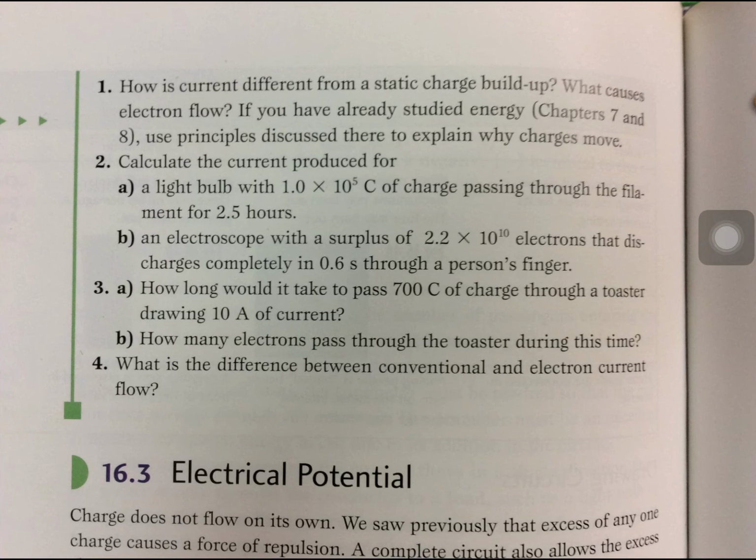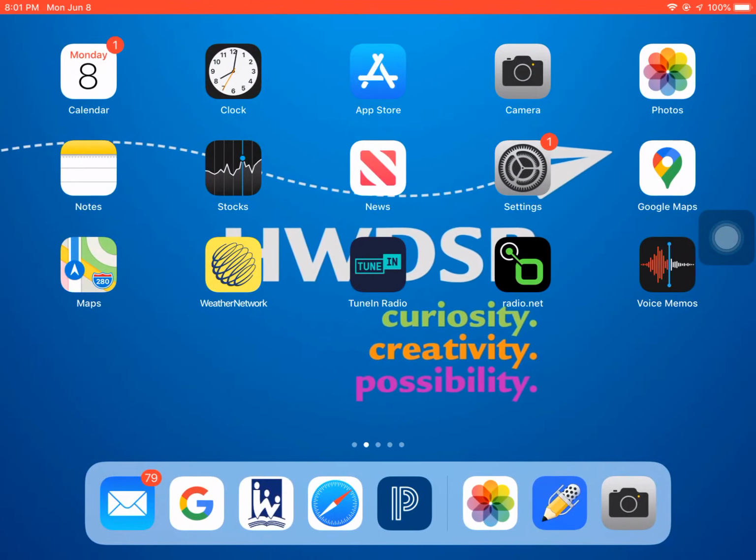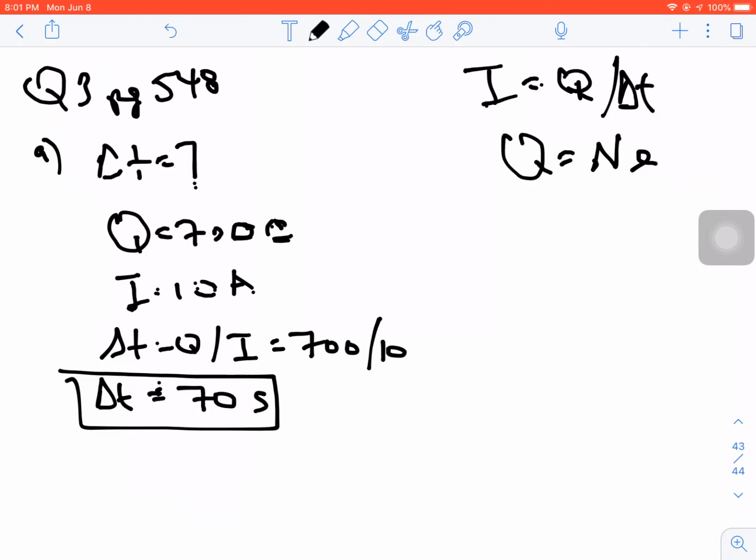The B part of the question says how many electrons pass through the toaster during this time. So I'm now looking for how many electrons, big N, the number of charges. To use N, I need to know big Q, and I need to know little e. Well, little e is a constant, 1.602 times 10 to the negative 19. Q was given, 700 coulombs.